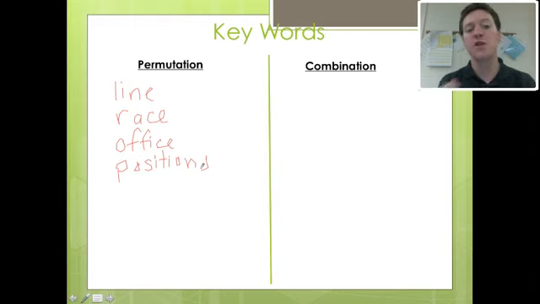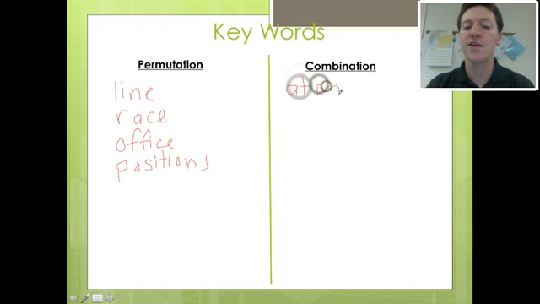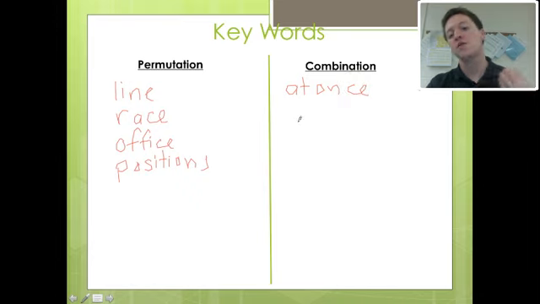If you're talking about positions, maybe on a field, like you're playing soccer, you want to know who's playing forward, who's playing defense. The order of those people matters. Now, for a combination, sometimes we'll see events that happen all at the same time or at once. If things happen at the same time, there's no way for us to determine the order. So at once is kind of a big word for when a combination is going to happen.